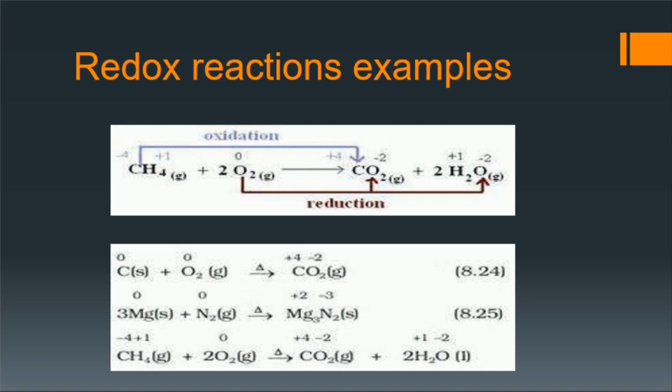Examples include combustion of methane, electrolysis of water, and the reaction of oxygen and glucose to form carbon dioxide and water. These reactions can be seen in everyday life, such as the rusting of iron or the reaction of hydrogen and oxygen to form water.